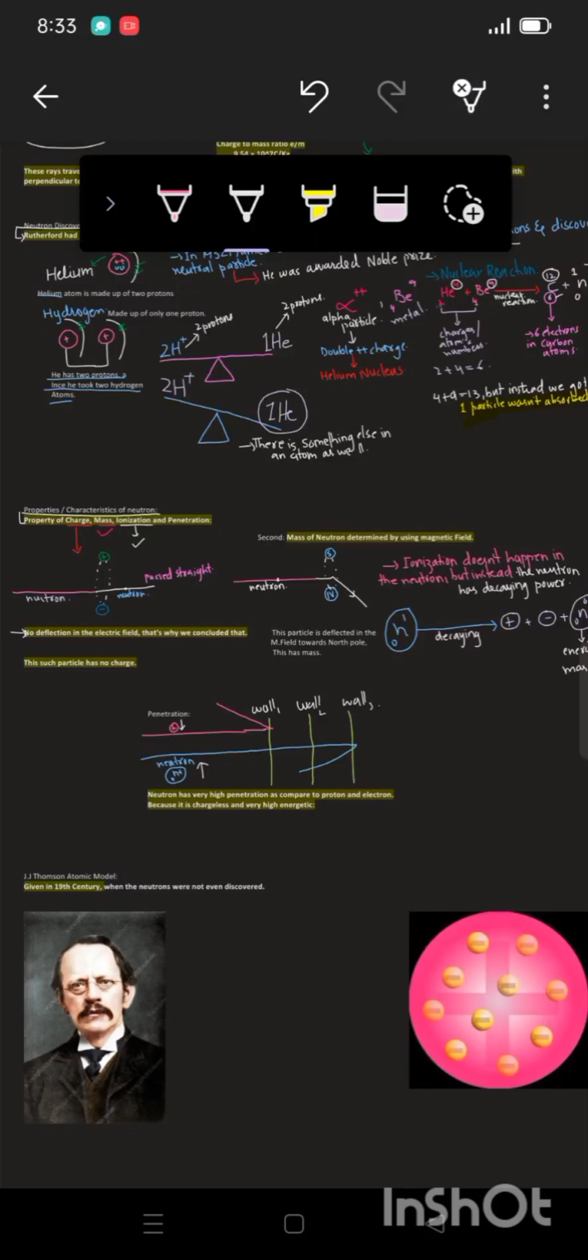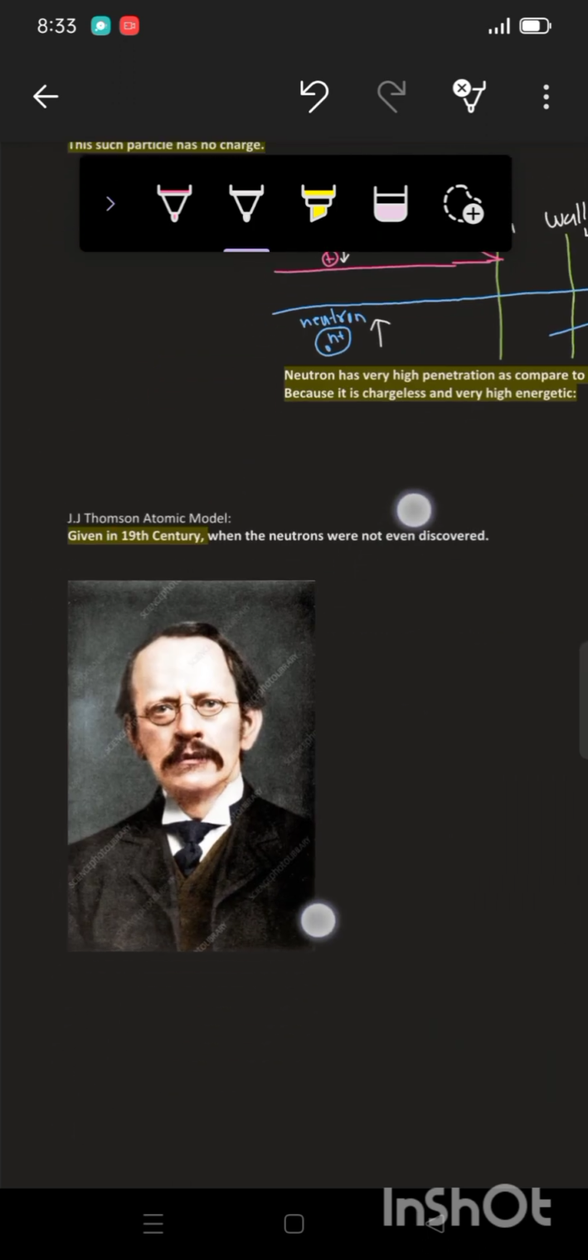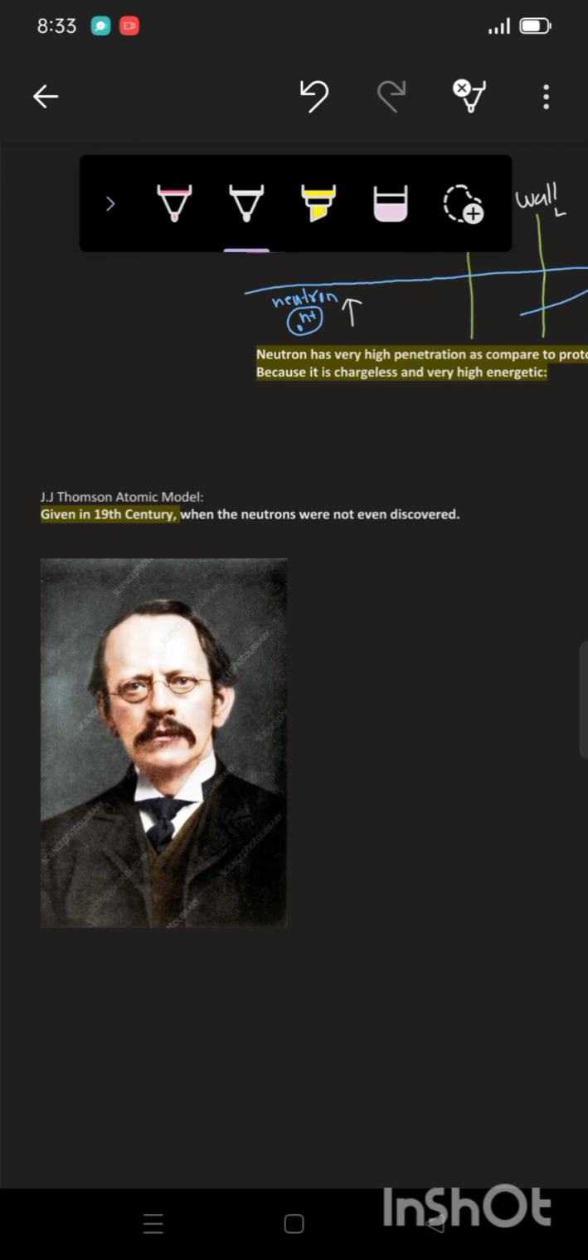Okay, so as in the last video we have discussed the properties or the characteristics of neutron, right? From today we are going to start with our atomic models, and the very first model was proposed by J.J. Thomson in the 19th century, right? As you can see on the left hand side, he is the man who proposed the atomic model of an atom in the 19th century, when the neutron was not even discovered.